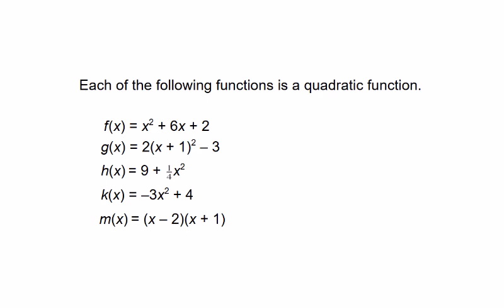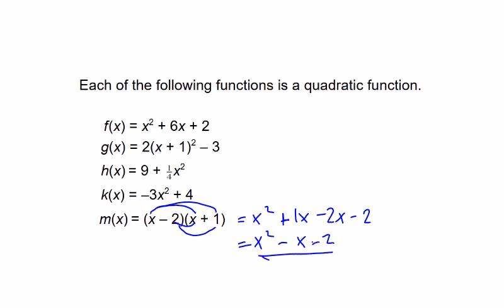Here are examples of quadratic functions. You can see all of these are quadratics. All of them have a degree of 2, right? X is raised to the 2nd power in all of these. Even this last one, it looks like we don't see an x squared, but if we were to FOIL this out, it would turn into a quadratic. It would be x squared, and then we would get 1x minus 2x minus 2, and that would turn into x squared minus x minus 2. So you can see that it does turn out to be a quadratic and a degree 2 polynomial.